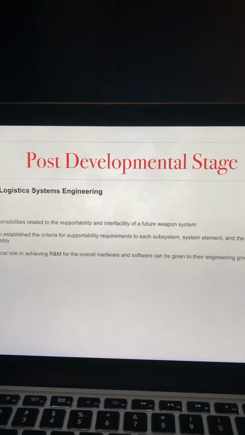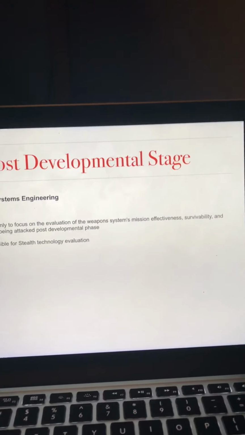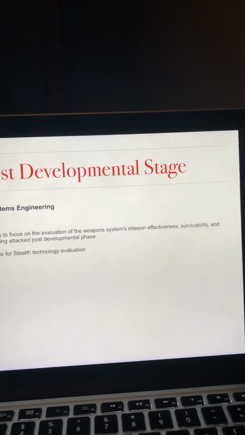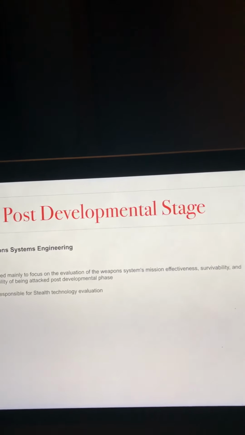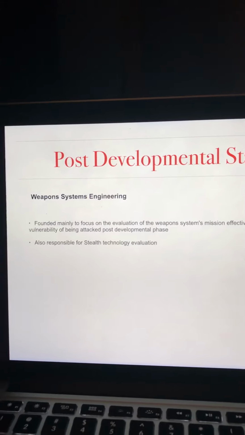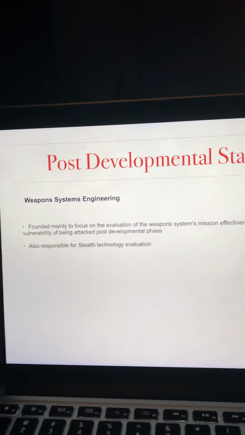Next, the weapon system group. It was founded mainly to focus on the evaluation of the weapon system's mission effectiveness, survivability, and vulnerability to being attacked in the post-developmental phase, in order to make sure it's minimized as much as possible. It was also responsible for stealth technology evaluation. One of the groups within this team was the vulnerability group, which had the responsibility of analyzing the aircraft's final design vulnerability against conventional weapons, electromagnetic pulse, and different radar cross section, or RCS.